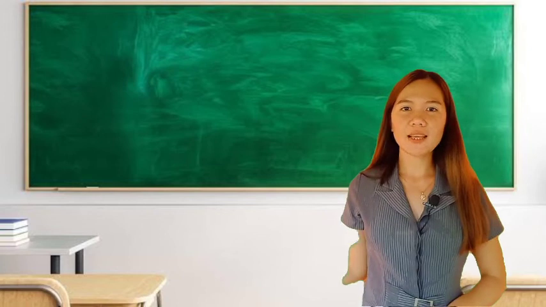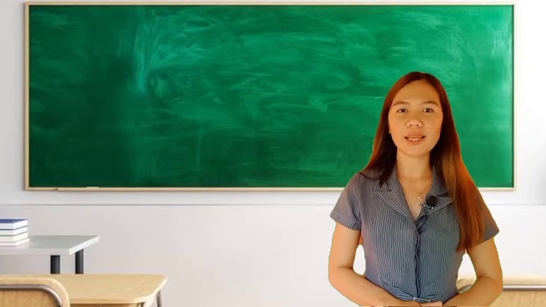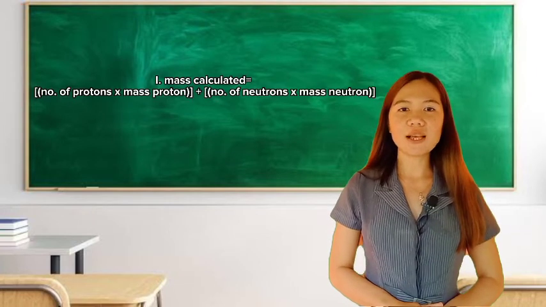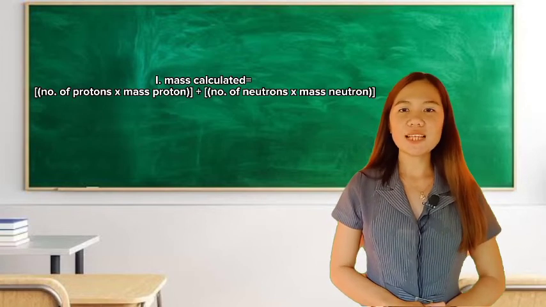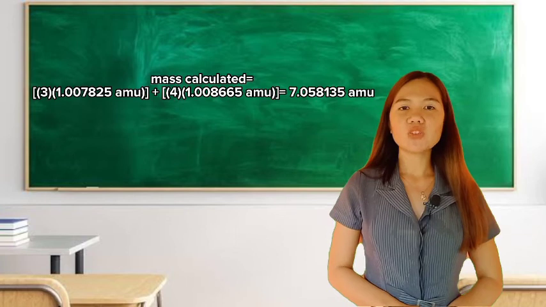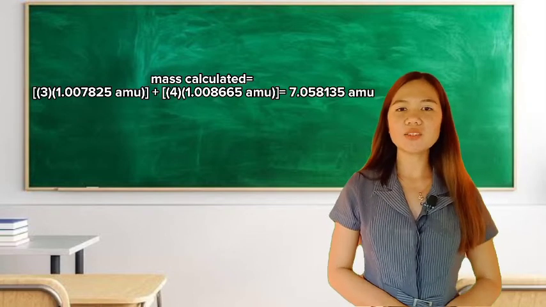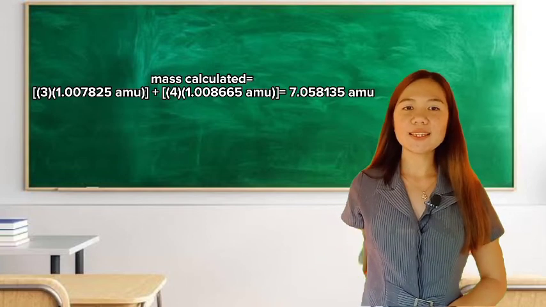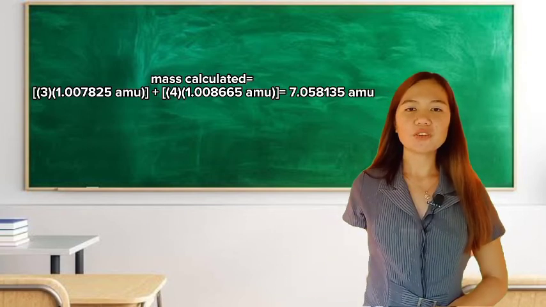Okay, so if you take the equation from a while ago, for the computation of the mass calculated, or the theoretical mass of a nucleus, that is the number of protons times the mass of proton plus the number of neutrons times the mass of neutron. Since we have 3 protons and 4 neutrons, we can substitute it here. We have 3 protons multiplied by the mass of proton, 1.007825 atomic mass unit as given here, and we have 4 neutrons multiplied by the mass of neutron, 1.008665 atomic mass unit, and that will give you the mass calculated, 7.058135 atomic mass unit.